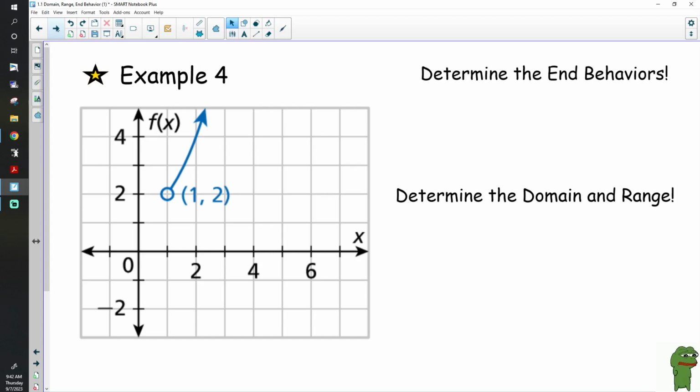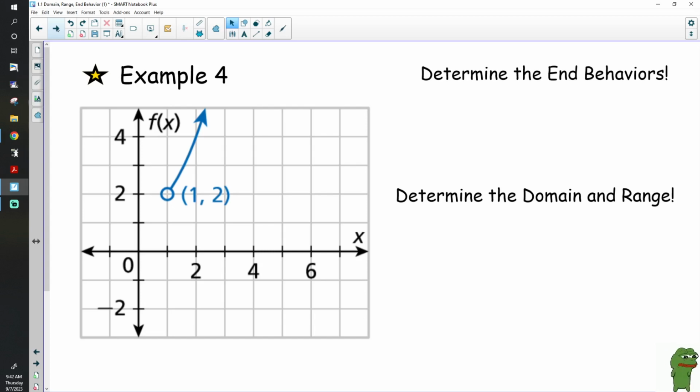Okay. Ooh, what does this one have? An open circle. And we can start calling them holes as well. That is technically what they're called. I was just calling them open circles yesterday, but they're called holes. Okay.